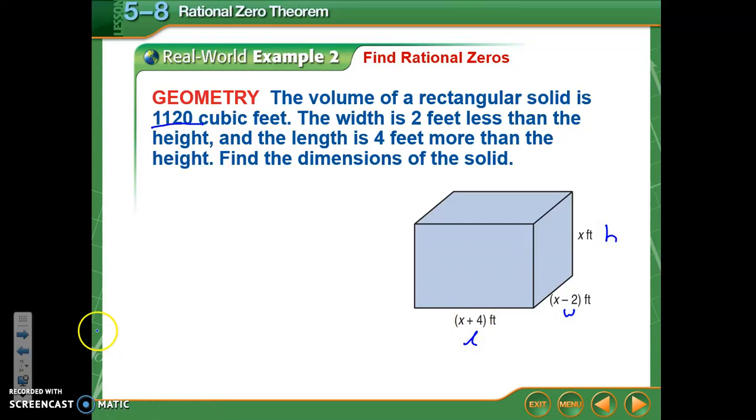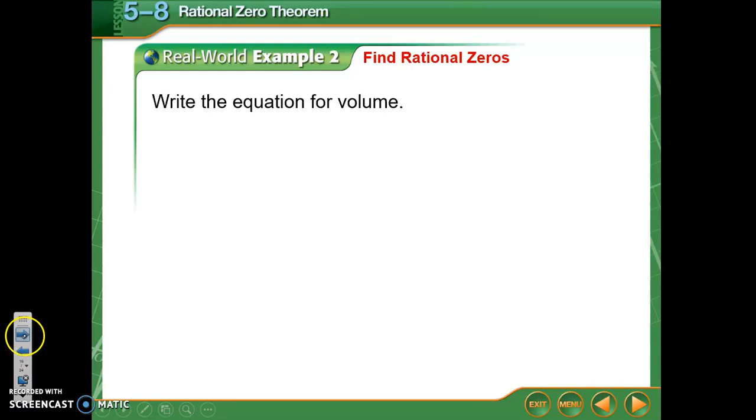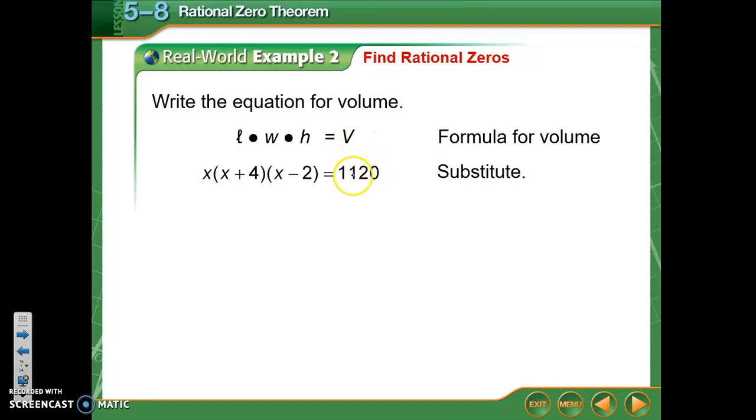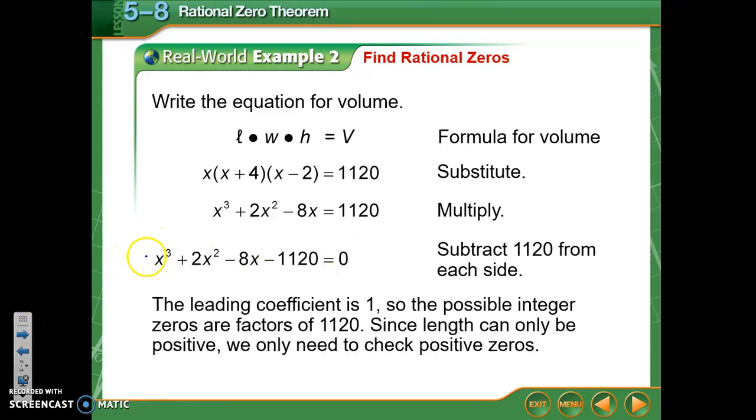So notice we have all of those in terms of x, so that we'll have a polynomial in one variable. So we're going to write the equation for volume. Volume is length times width times height. We know that our volume is 1,120 cubic units, and here's length times width times height. So I'm going to multiply those all out, and I get x cubed plus 2x squared minus 8x equals 1,120. Set it equal to 0 so that I can start solving. The leading coefficient is 1, so my possible rational zeros are factors of 1,120, which is pretty long.